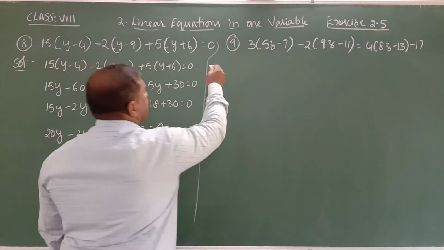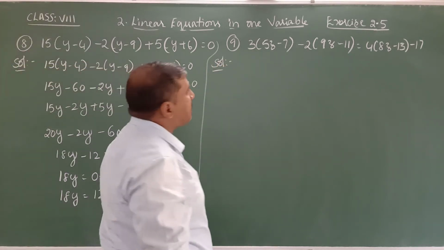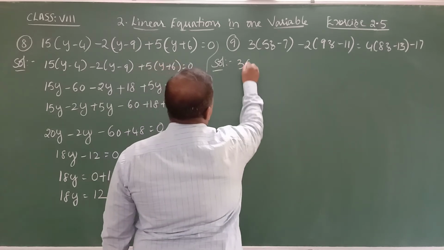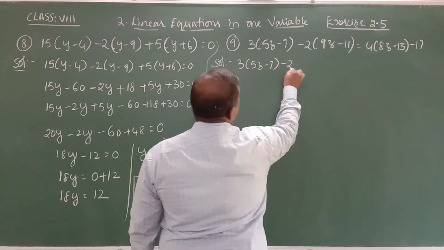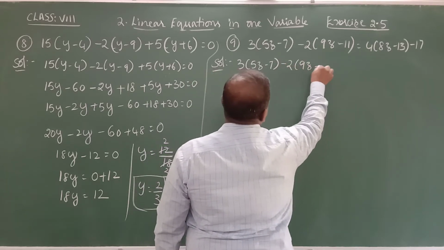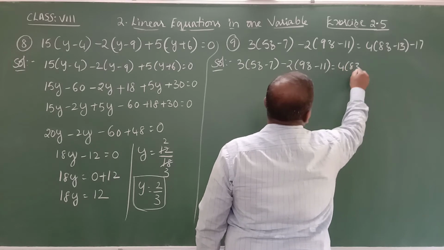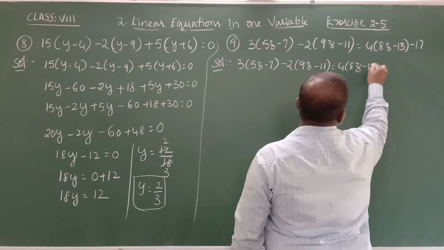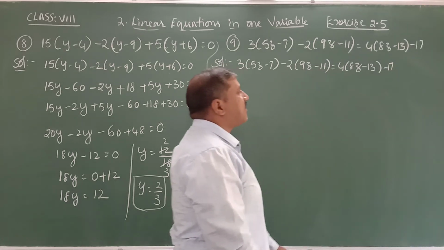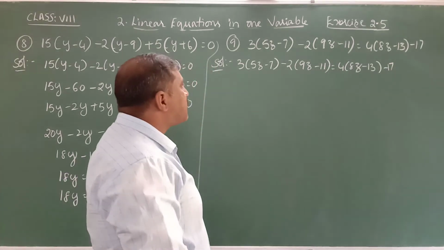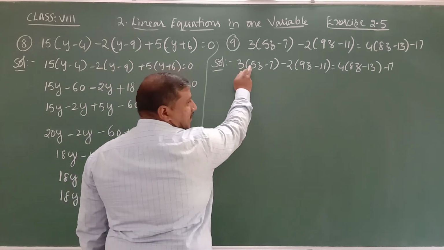Now the question number is 9. So what is this question number 9? It is 3 into (5z minus 7) minus 2 into (9z minus 11), that is equal to 4 into (8z minus 13) minus 17. Now as usual you multiply with the 3.